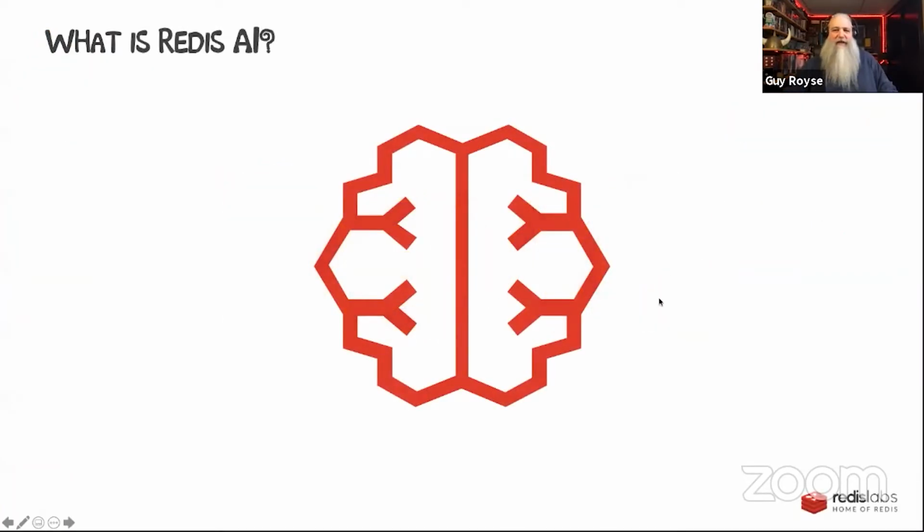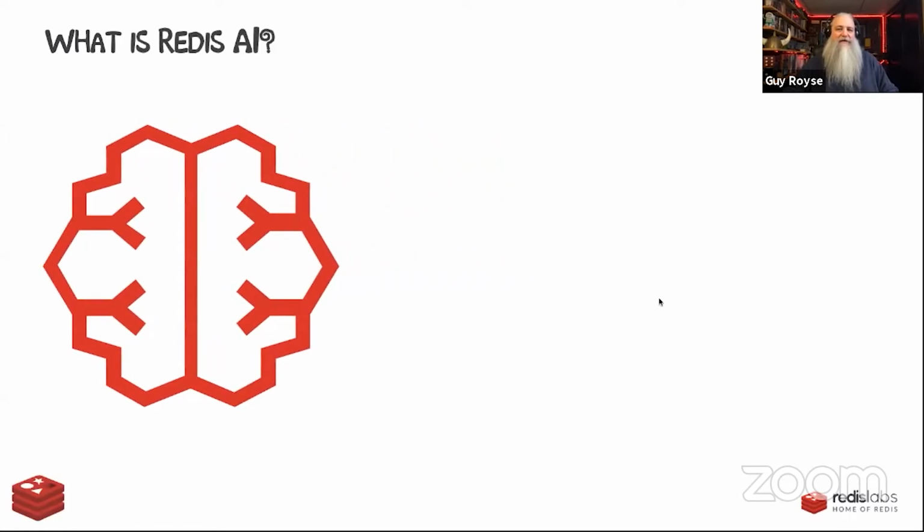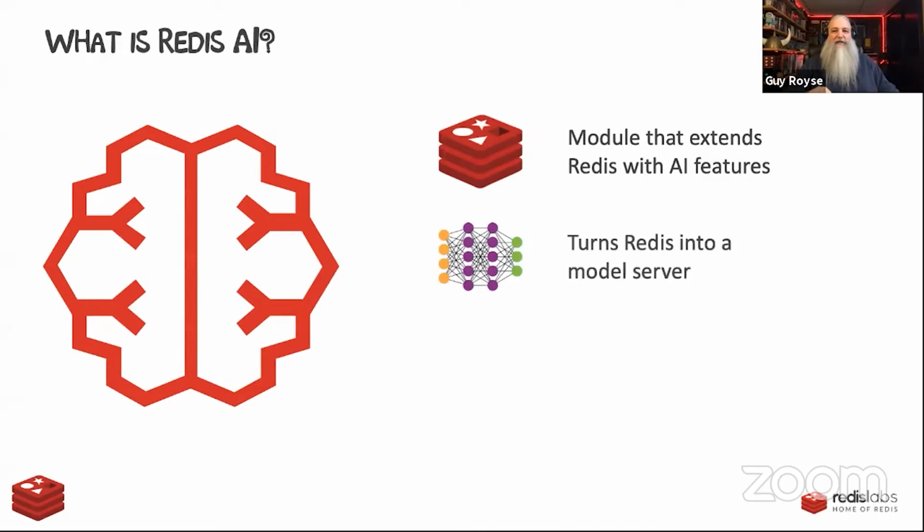So we're going to talk about RedisAI briefly. RedisAI is a module that extends Redis with AI features. Those features are basically so that it can host models and then you can make predictions against them. So instead of running this inside of TensorFlow or Keras and using a bunch of Python code, you can deploy your model to Redis and then call it from anything that can talk to Redis, which is everything. And we're going to use JavaScript.